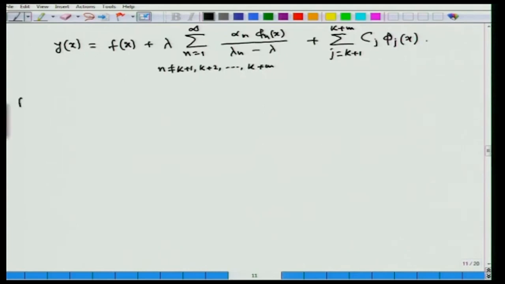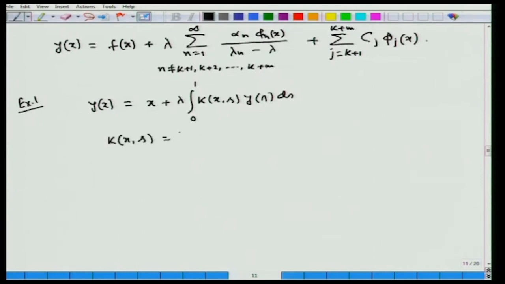Finally, we consider two examples in order to understand these results. That means, how this can be used to find the solution of the Fredholm integral equation. So, first of all, we consider the problem y(x) equal to x plus lambda integral 0 to 1 k(x,s) y(s) ds, where k(x,s) is equal to s times (x minus 1) for 0 less than or equal to s less than or equal to x, and x times (s minus 1) for x less than or equal to s less than or equal to 1. We have to solve this equation in terms of orthogonal eigenfunctions.